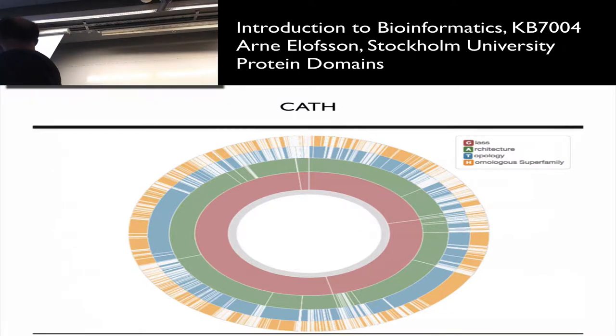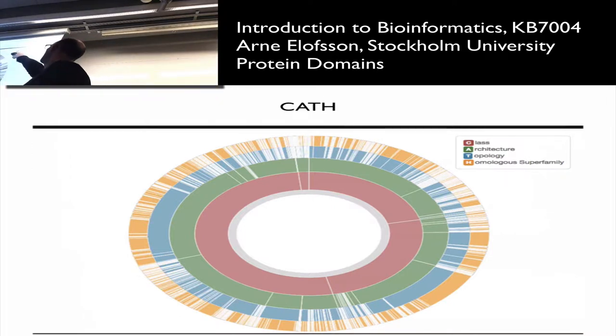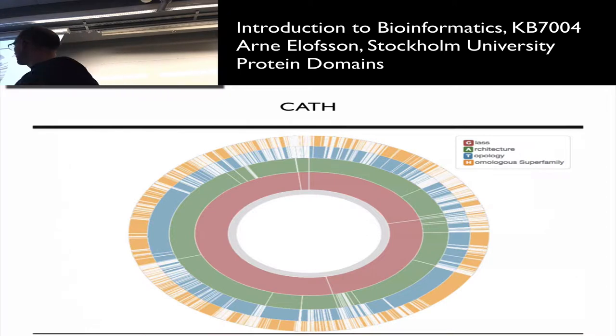So this is the class, architecture, topology, and the superfamily. Class is just the one set. Architecture is a general description of the fold, a bit more than exists in SCOP. Topology is the same idea as folds, structures that look the same. And homologous superfamily is basically things that are homologous, where you have sequence similarity. And then you can go further down also.